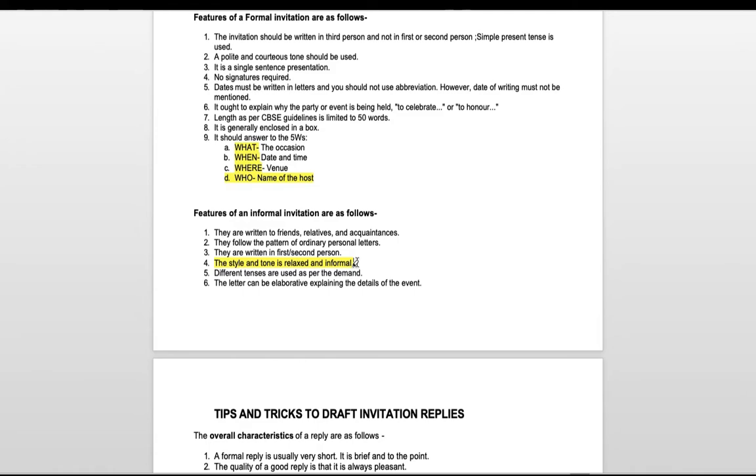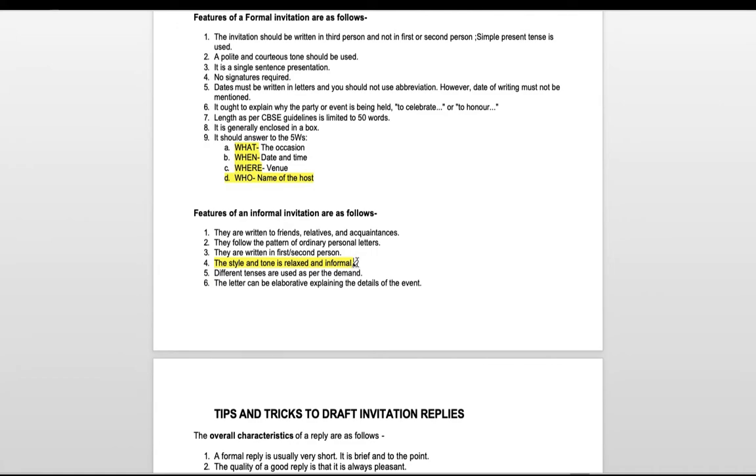So now different tenses are used as per the demand, right? And the letter can be elaborative, explaining the details of the event. Obviously, you could be elaborative in writing the event, writing the purpose of the event. You could write that, for example, you have scored 95% in your boards, and you want to invite your friend to the party you are throwing in the same concern.